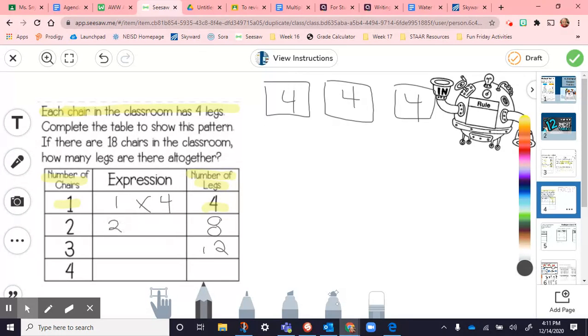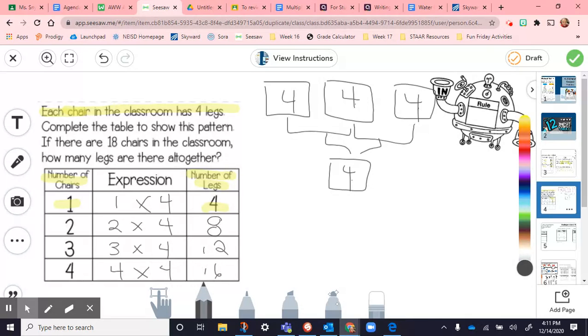When I had 2 chairs, I multiplied that by 4 because that was 2 groups of 4. That gave me 8. Here, I took the number of chairs, multiplied that by 4, and that gave me 12. Same thing here, if I add another chair, all of this added together, 4 and 4 and 4 and 4, same as 4 times 4, which gives me 16.